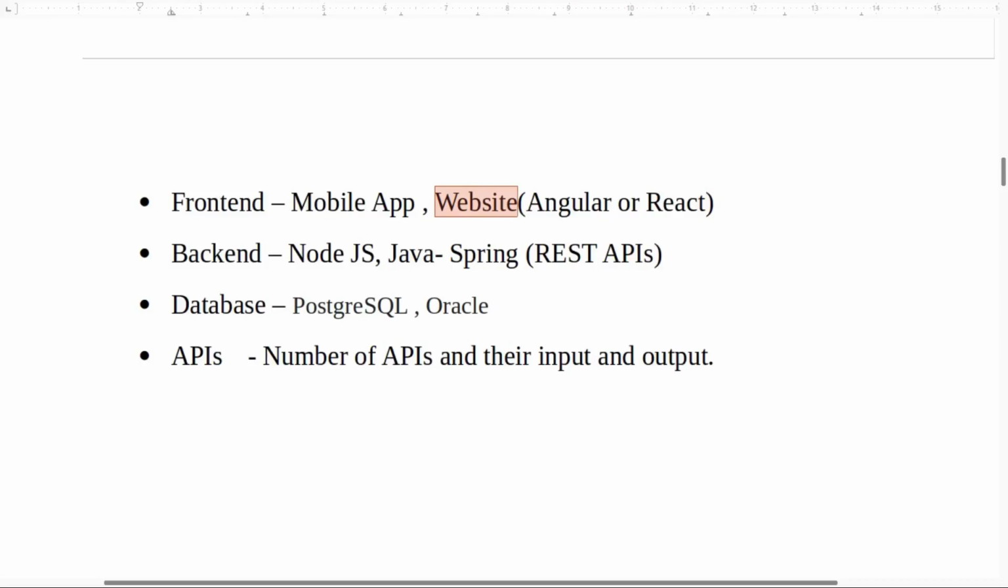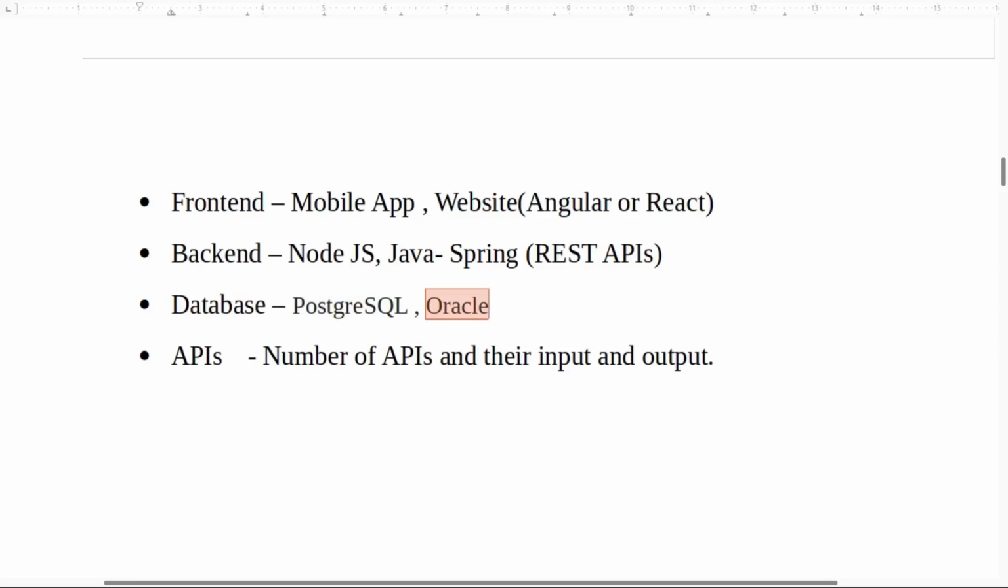For example, for the website, either AngularJS or React.js can be chosen. Similarly, for the backend, there can be multiple technologies like Node.js or Spring Boot microservices. There can be different options for database as well. The architect may choose to use an open source PostgreSQL or a licensed product like Oracle DB.